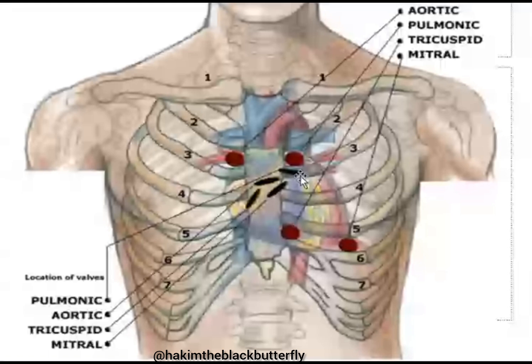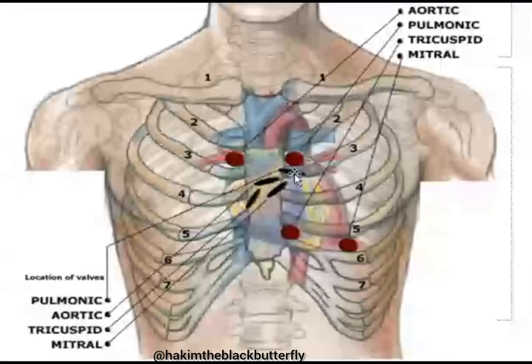So when blood is moving from the right ventricle to the pulmonary trunk, it moves like that. So the pulmonary valve is below the third left costal cartilage.